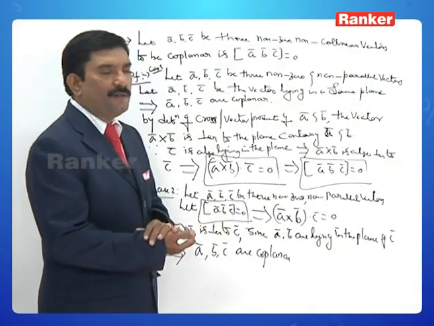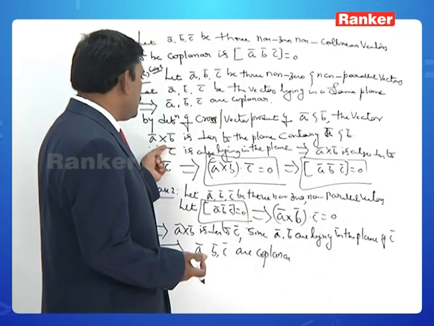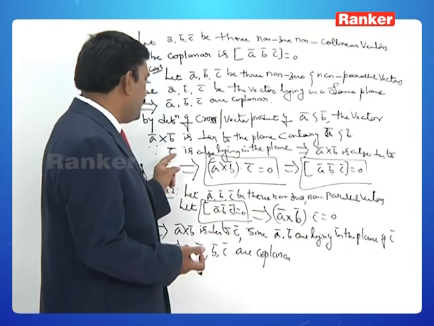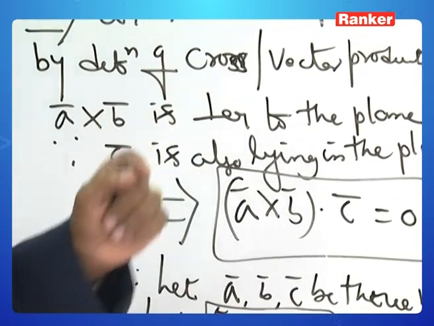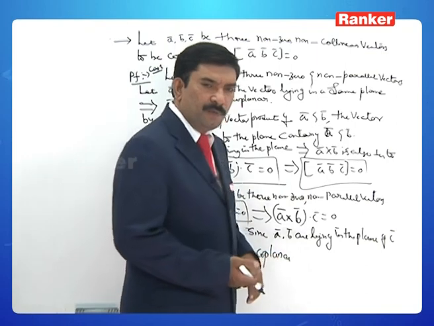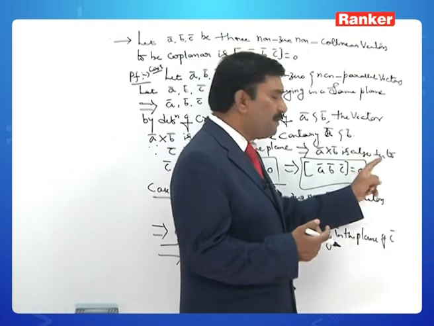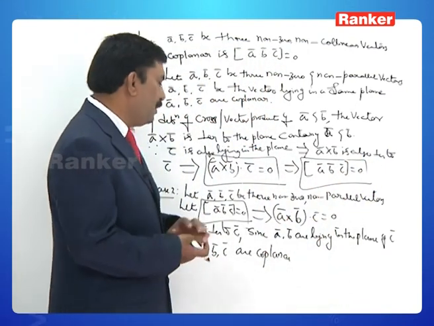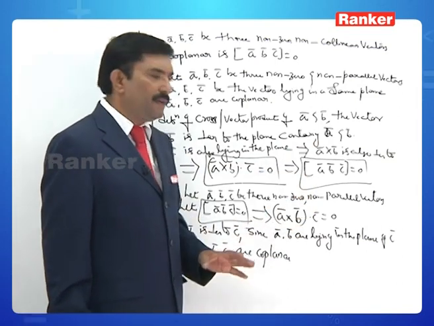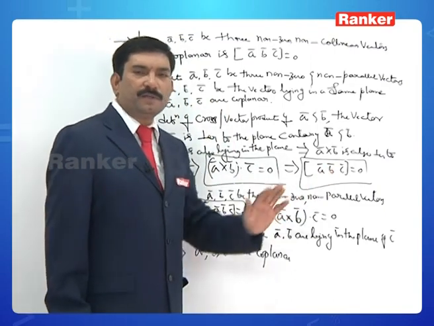By definition of cross or vector product of A bar and B bar, the vector A cross B is perpendicular to the plane containing A bar and B bar. Since C is also lying in the plane of A bar and B bar, the same plane, A cross B is also perpendicular to C bar. Whenever the dot product of any two vectors is equal to 0, they are perpendicular, so box of ABC is equal to 0. We have assumed coplanar, we have shown box of ABC is equal to 0.